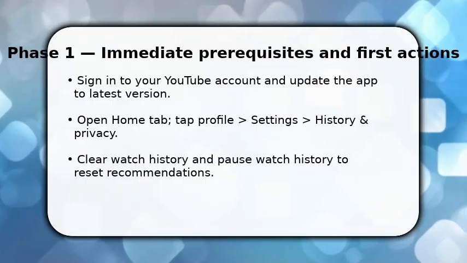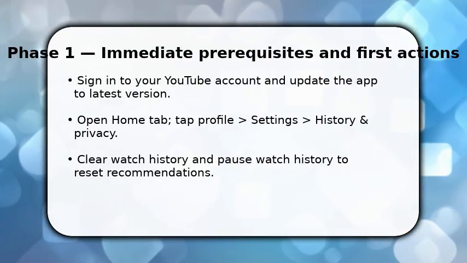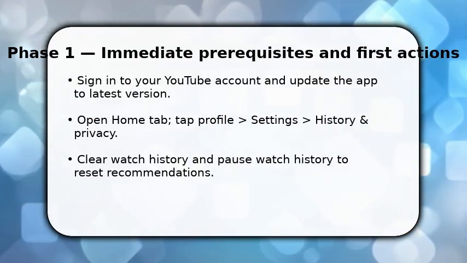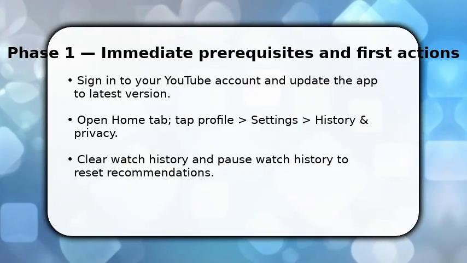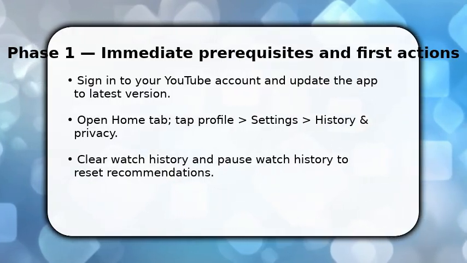You open YouTube, sign in, and update the app so settings behave predictably. Next, go straight to Profile Settings History and Privacy. This is where control begins.